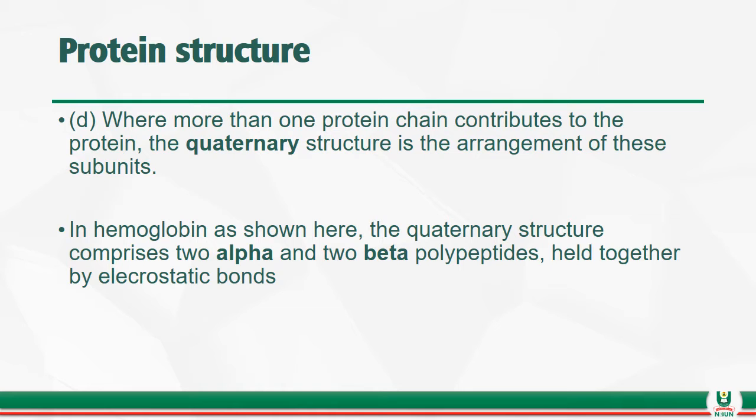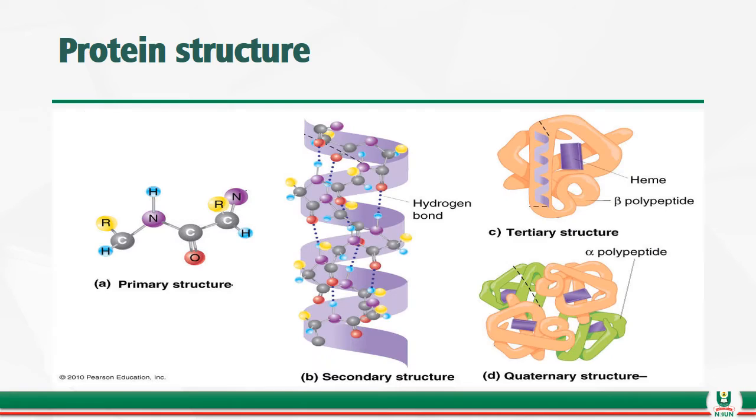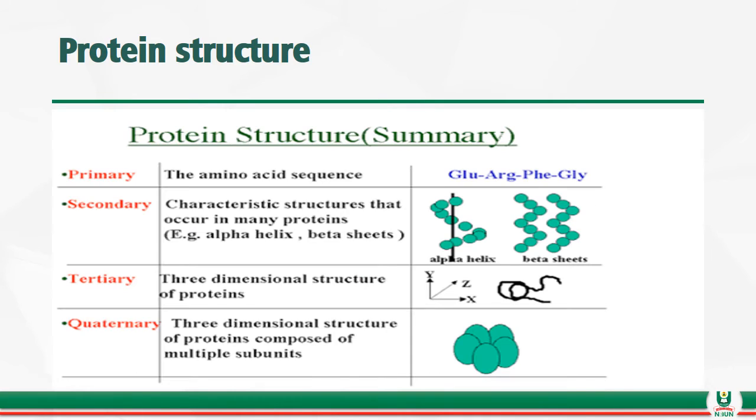So in hemoglobin, as shown, the quaternary structure comprises 2 alpha and 2 beta polypeptides held together by electrostatic interactions. So basically, these are what we're going to be discussing under protein structure. And I have for you here examples of such structures, and finally the summary of what these structures are all about.